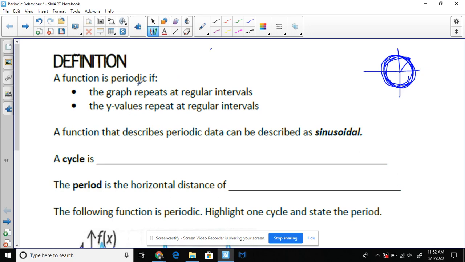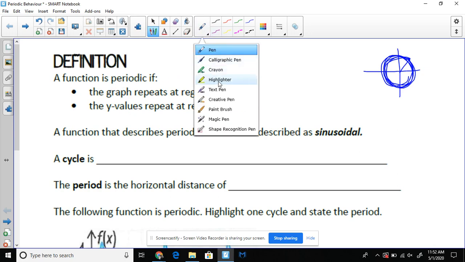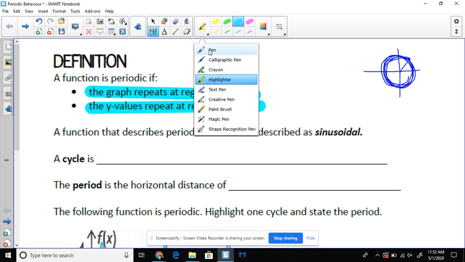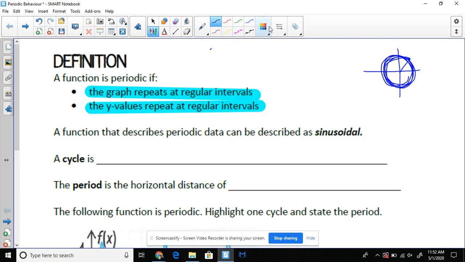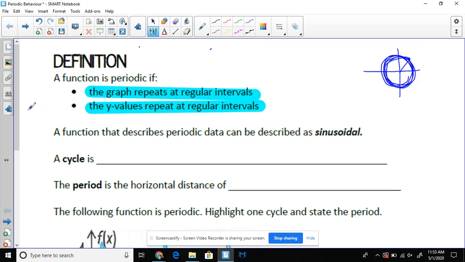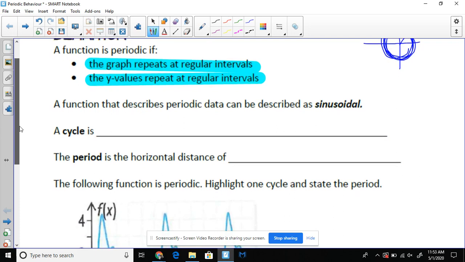So over here, we just have a little disclaimer, right, that the graph repeats at regular intervals, all right? And then the y values repeat at regular intervals. So that's more of a specific restriction there, where I could have a pattern that repeats, but it could move in different sections of the graph. But for a periodic function, the graph has a repeated pattern, but then the y values also repeat on regular intervals. Okay, so we have some definitions here to go through.